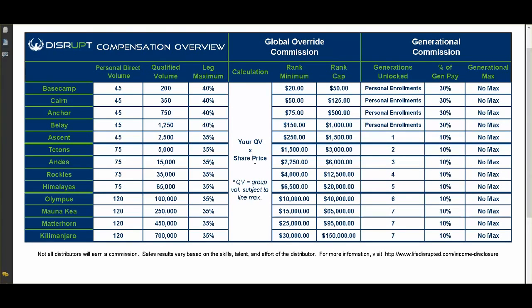How many people qualified for commissions? That number usually goes up, but it's certainly different than the month before. And the total worldwide sales of the company, that typically goes up every month, but it's a different number. So the share price is going to be a different number every month.